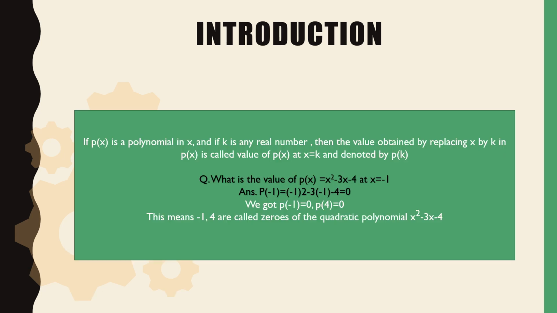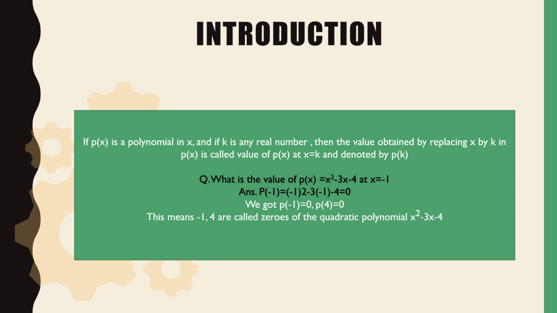So, if p of x is a polynomial in x and if k is any real number, then the value obtained by replacing x by k in p of x is called the value of p of x at x equal to k, and you denote it by p of k. So, for example, you can get a question here. What is the value of p of x, x square minus 3x minus 4, at x is equal to minus 1? You get the value to be 0.